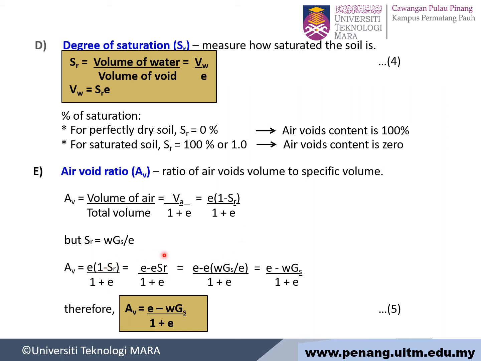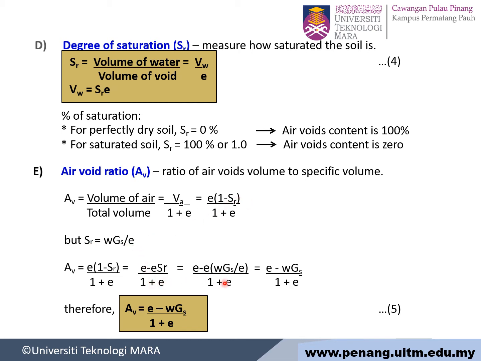If we want to use the moisture content and Gs, you don't want to use the degree of saturation. Sr is equal to wGs over e. If you remember in the phase diagram, Sr e is equal to wGs. So Sr is equal to wGs over e. From the equation here, you just insert the value of Sr as wGs over e.